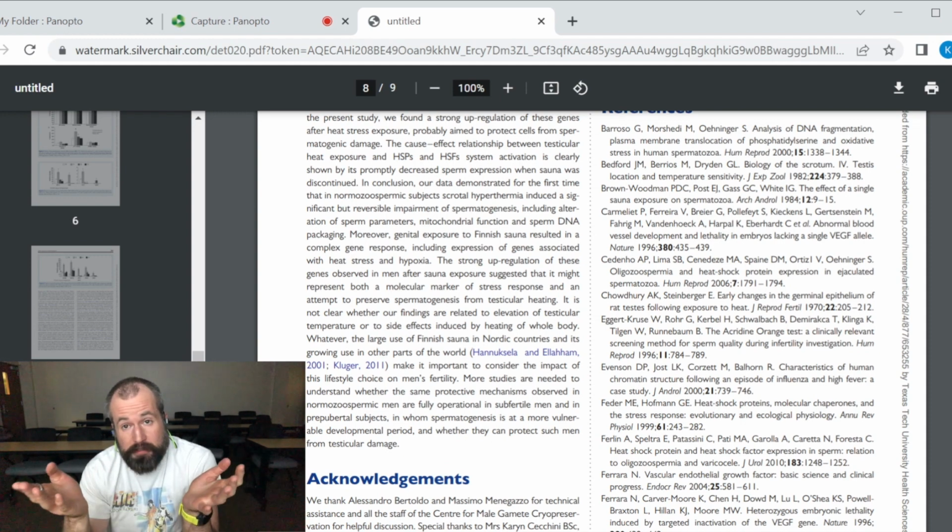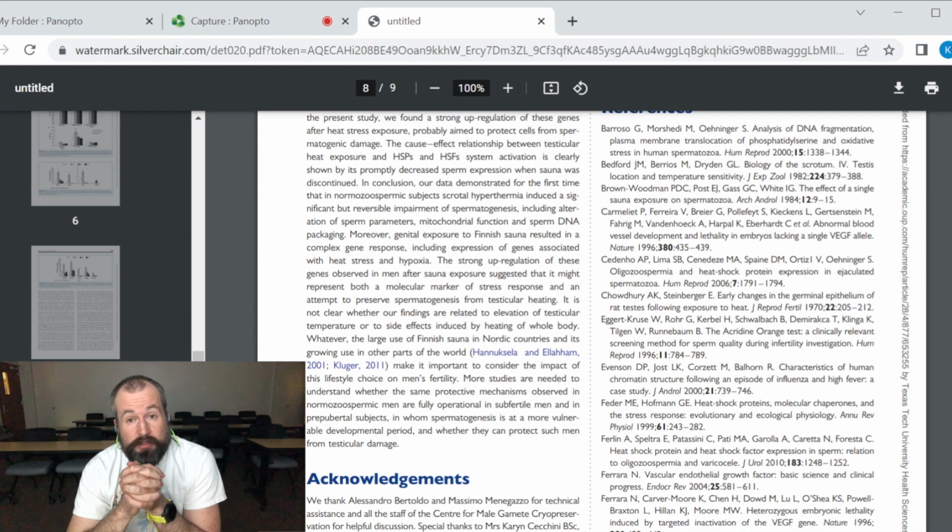One of my things is pointing out misinformation on the internet. And a lot of the sauna stuff is misinformation. A lot of the sauna stuff pushed by many of the major influencers is misinformation.